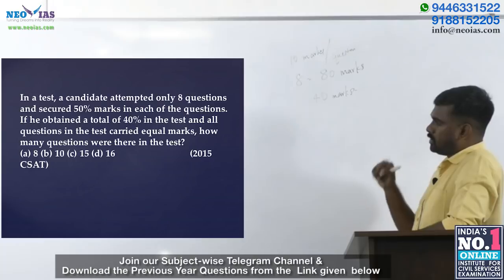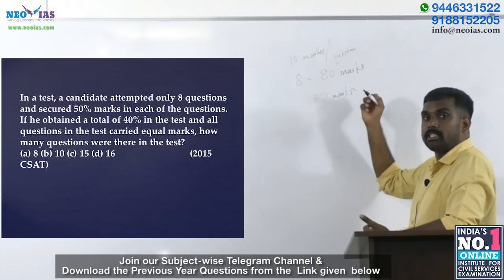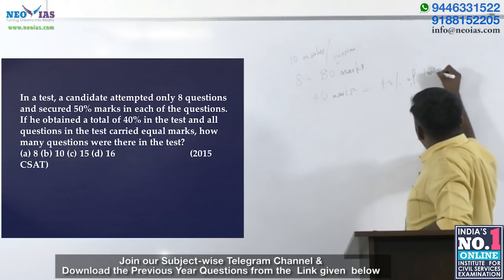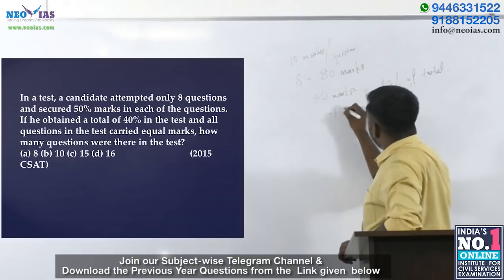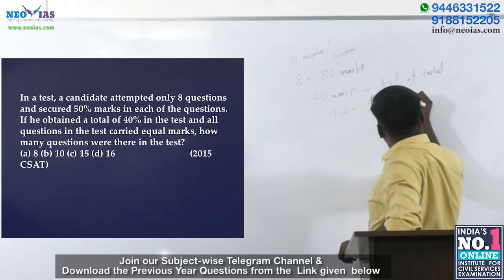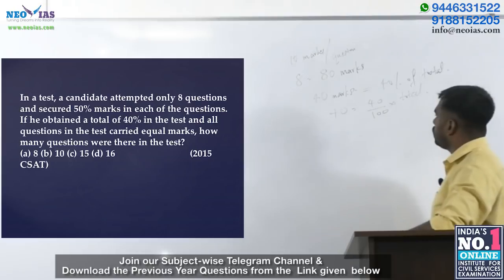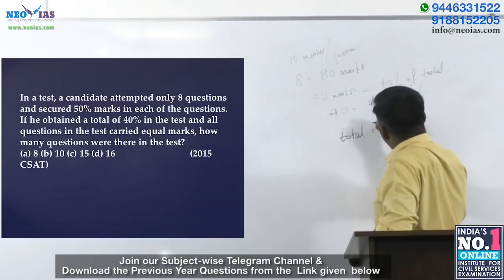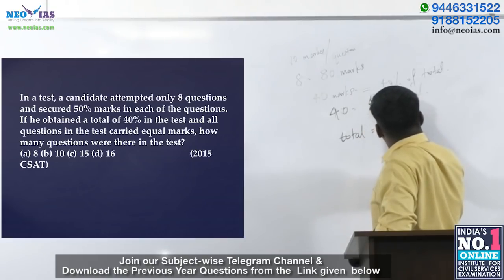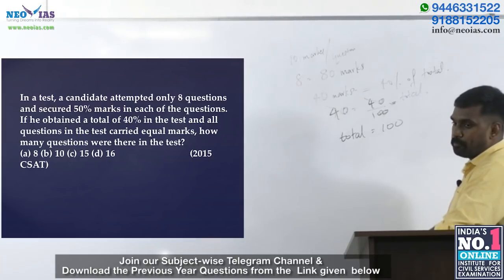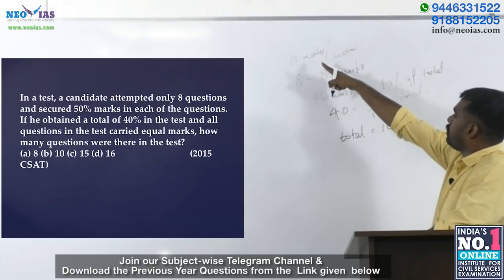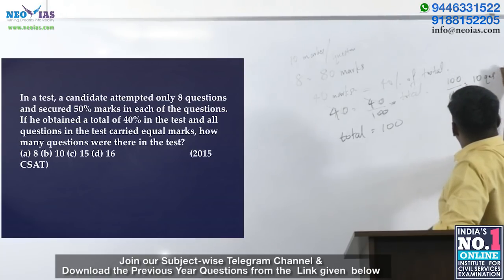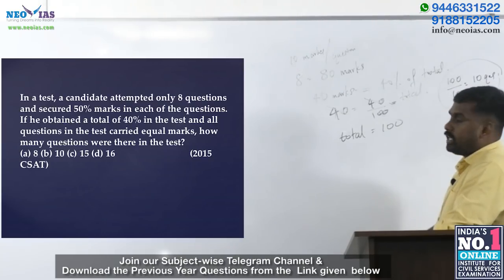If he obtained a total of 40% in the test, what is the mark obtained? 40 marks. This is 40% of the total. So what we can do is equate the values: 40 equal to 40 by 100 into X, or total. The 40 will get cancelled and the total value becomes 100. So the total is 100. We know every question has equal marks, so 10 marks per question. So how many questions will be there? 100 by 10. 10 questions were there. So option B is the answer.